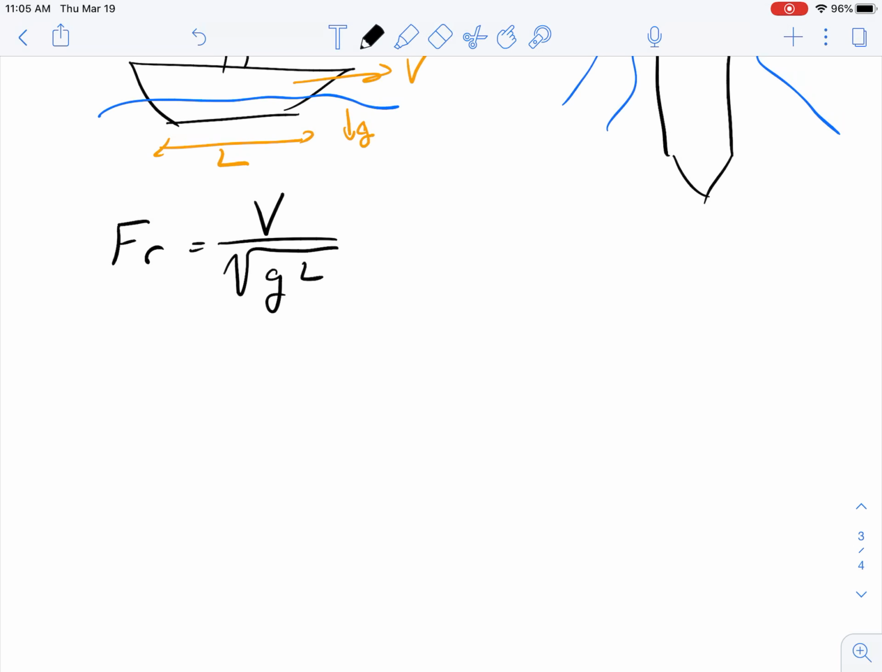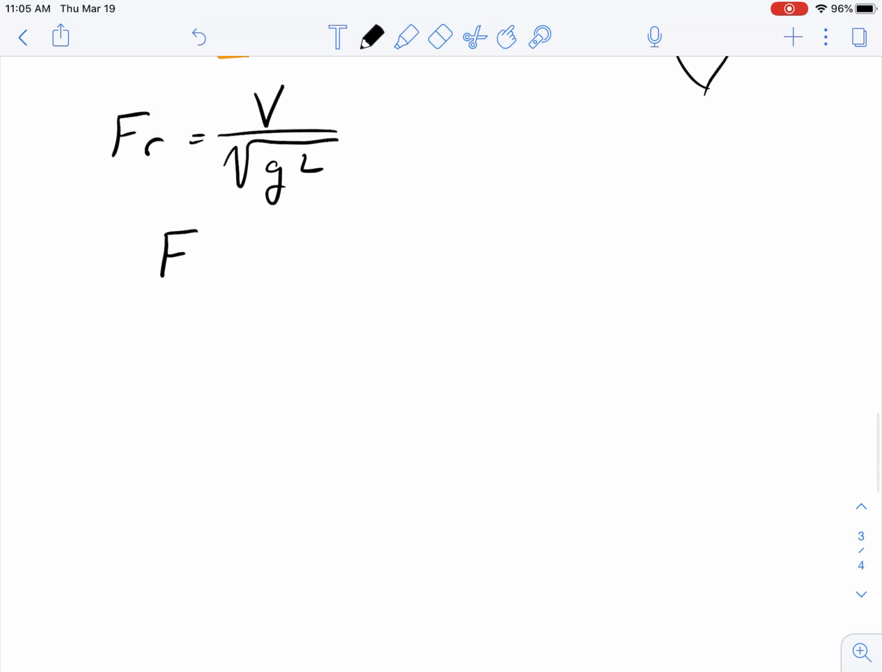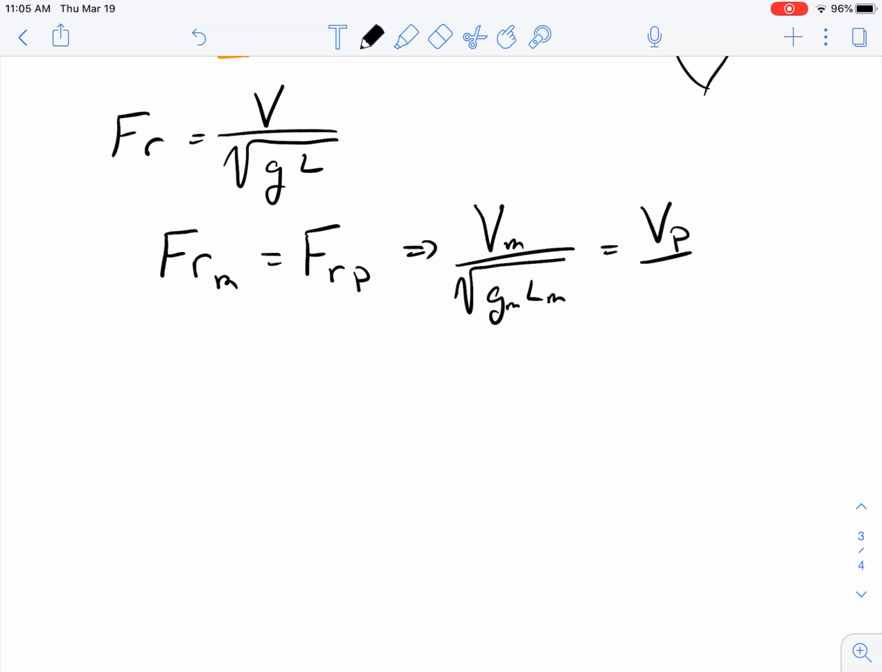In one of these similitude problems, what we're trying to do is match the model and the prototype. If we follow the procedure from last class, I've got the Froude number of the model and I need to match that to the Froude number of the prototype. So how do I do that? Well, I'll have the velocity of the model divided by the square root of g in the model times the length scale in the model, equal to the velocity of the prototype divided by the square root of gravity for the prototype times the length scale for the prototype.